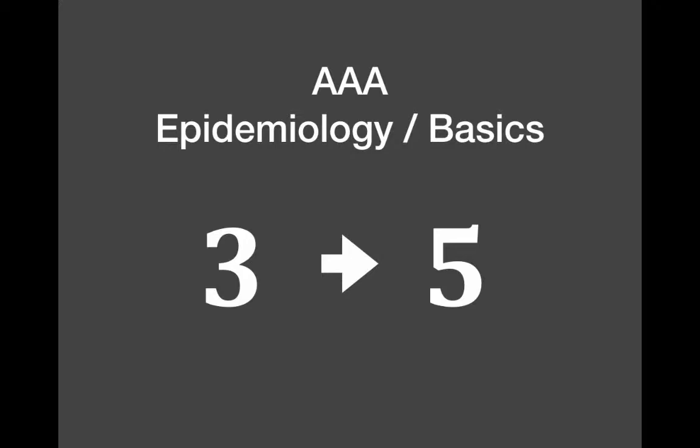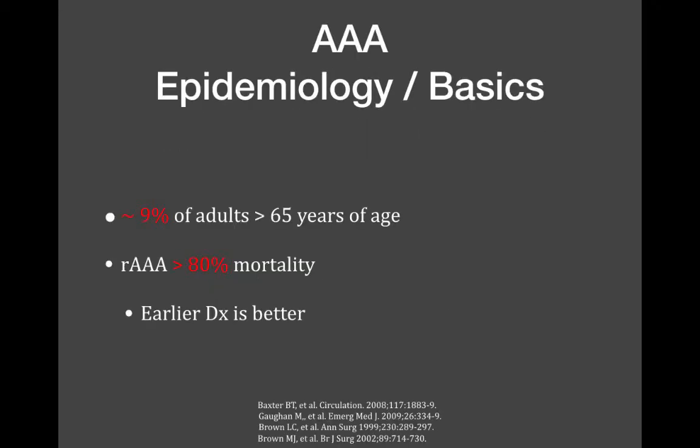Can 3 centimeter AAAs rupture? Well, sure, but much less frequently than the bigger ones. Again, 5 or 5.5 and above. That annual risk of rupture really goes up, and these are the folks you really got to be worried about. Some more basics. These are common. Studies show somewhere a little less than 10% of adults over the age of 65 have a AAA. That's a pretty scary stat.